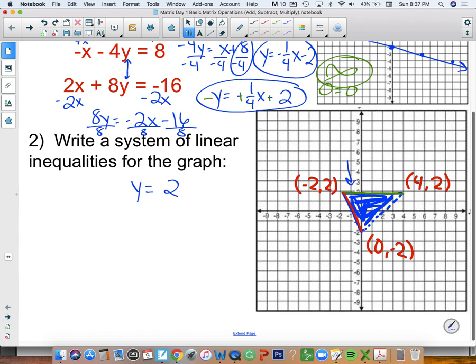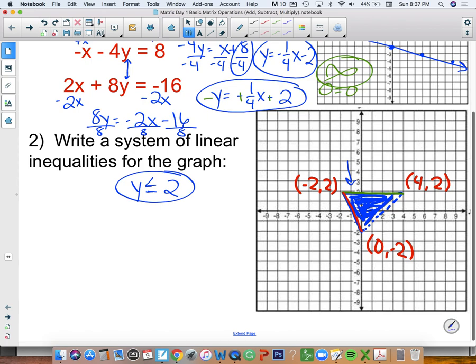And we can do the inequalities right away. Okay, so y equals 2 would be the line. But remember, we're shading in here. So if we're shading below y equals 2, that would mean it would be a less than or equal to, because it's a solid line and it's shading below. That's one of them. Okay, let's do the other ones.